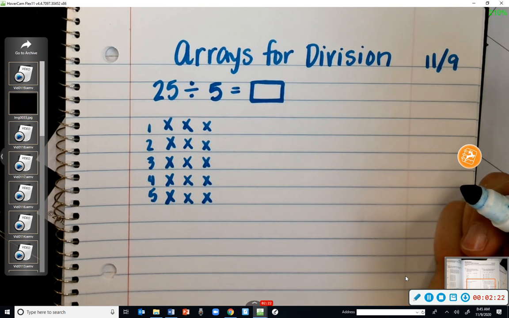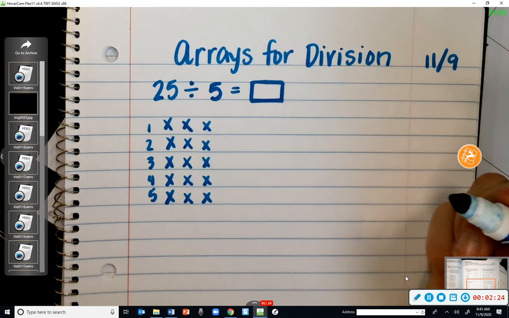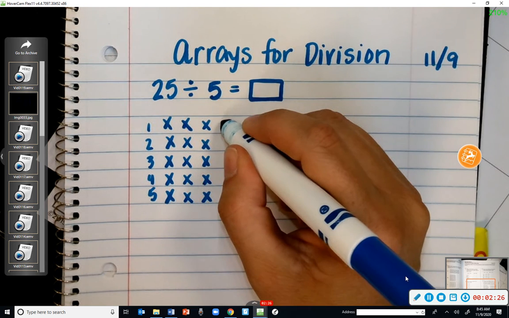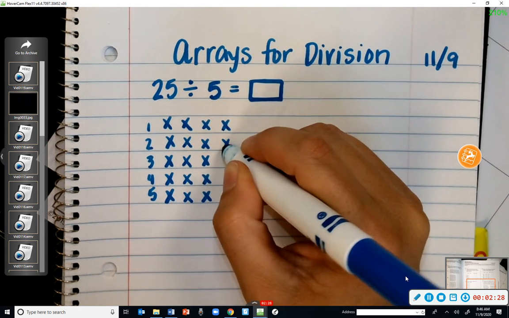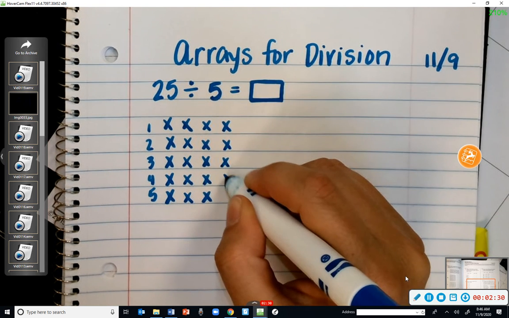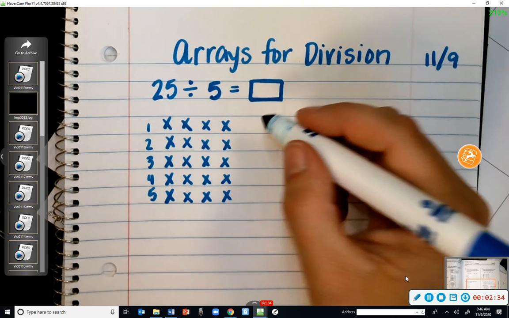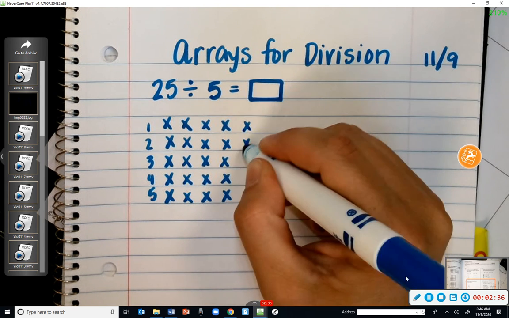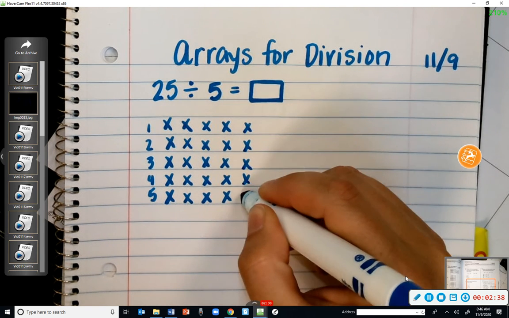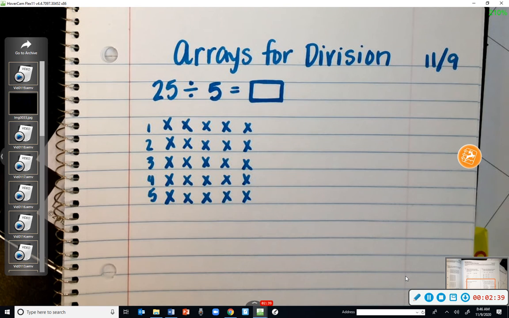Can I stop? Nope, I gotta keep going. That's only 15. 16, 17, 18, 19, 20. Keep going. Gotta keep going. So that's 21, 22, 23, 24, 25. Now can I stop?